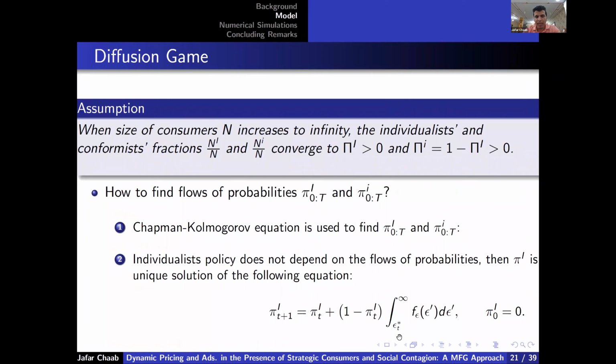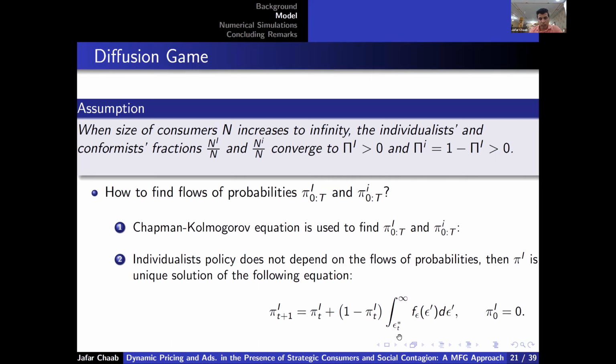So we make the following assumption for the fraction of adopters. We assume that if the size of consumers increases to infinity, then the individualist and conformist fractions converge to capital pi I and capital pi C. Basically, it's like we already know the fraction of each segment in the market. And so the remaining part will be how to find these flows of probabilities for both segments, for individualist and conformist. The answer is to use the Chapman-Kolmogorov equation to find these flows of probabilities.